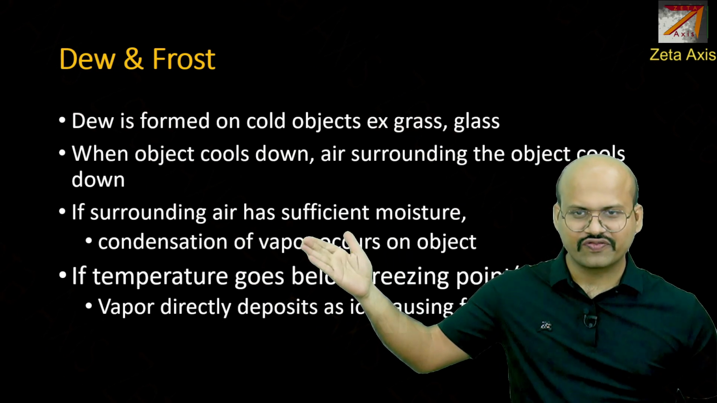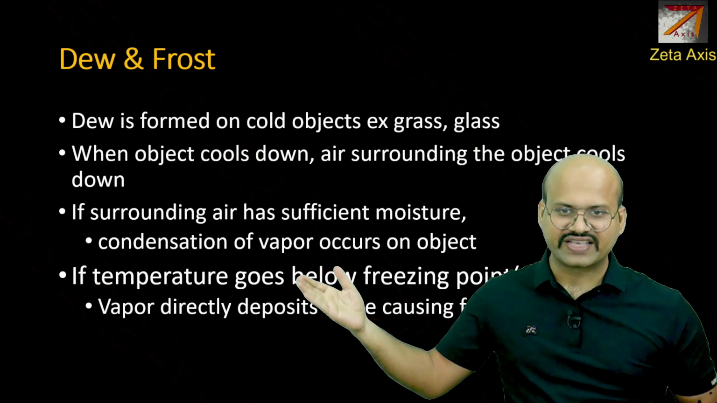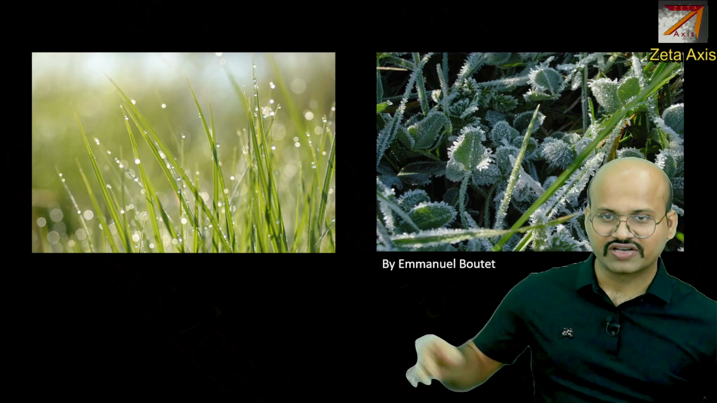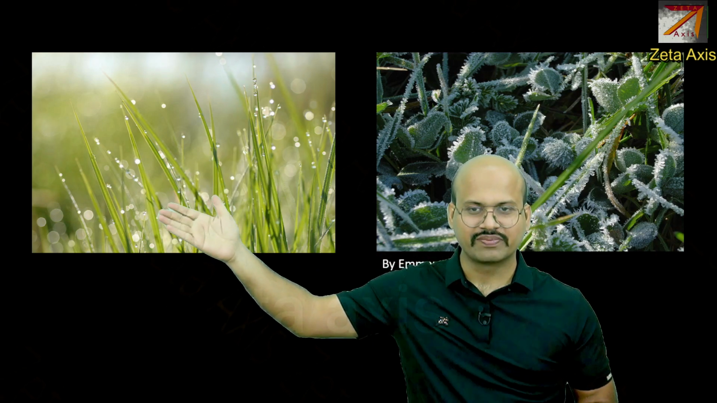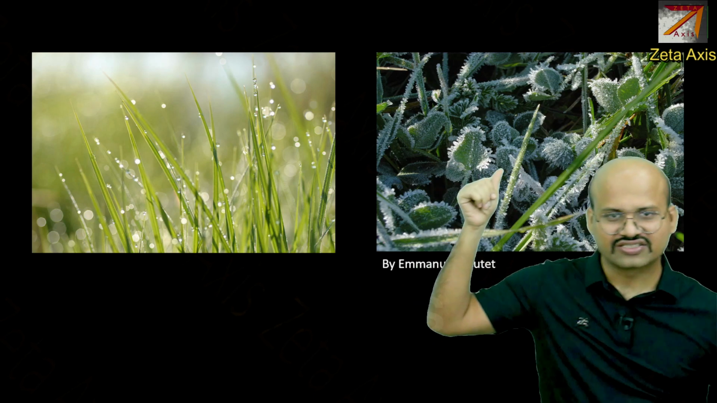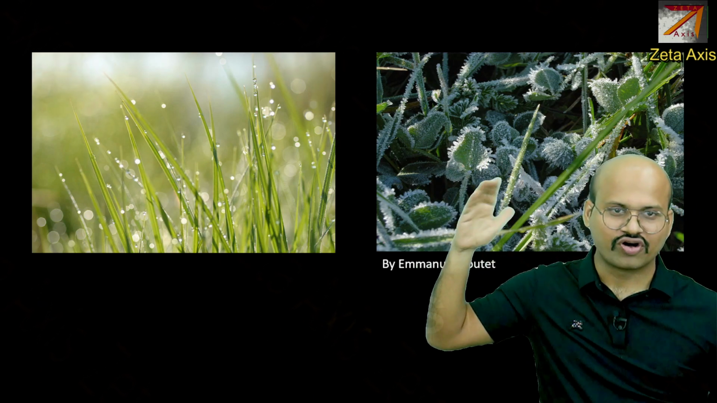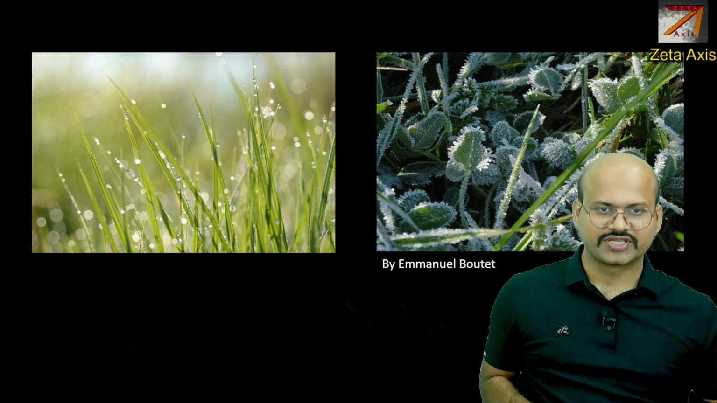So if it is in liquid form, we call it dew, and if it is in ice or ice crystal form, then we call it frost. And here are the examples of this. Here we can see that these are dewdrops. Here the temperature was above 0 degrees Celsius, while this is frost. Here we can see that the temperature of the atmosphere was below 0 degrees Celsius, causing the ice crystals to form.